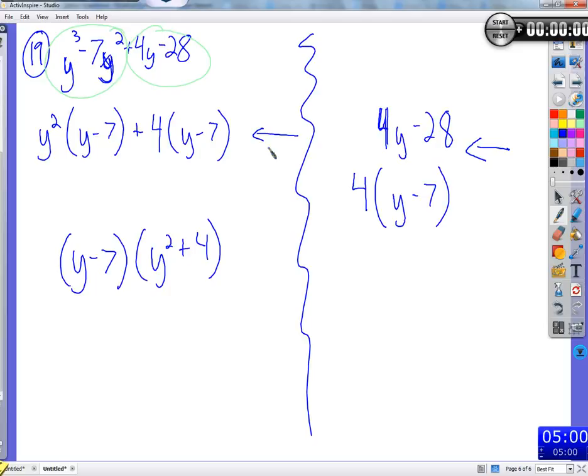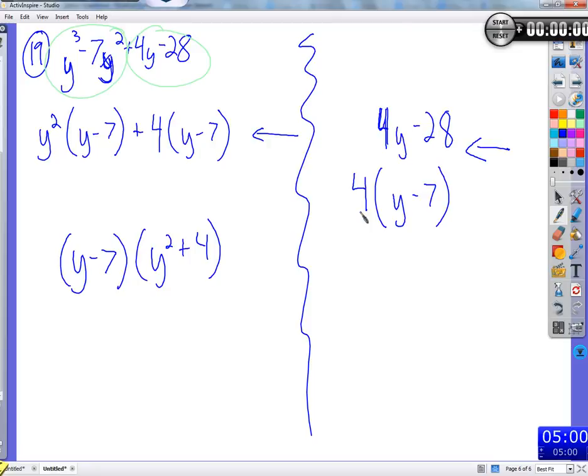Okay? It's a factor. Factor means we multiply it by something else, right? Y minus 7 is being multiplied by y squared. It's a factor of that. Y minus 7 is being multiplied by 4. Y minus 7 is a factor of that. This term has a factor of y minus 7, and this term has a factor of y minus 7, and we factored it out, just like we factored out this 4.